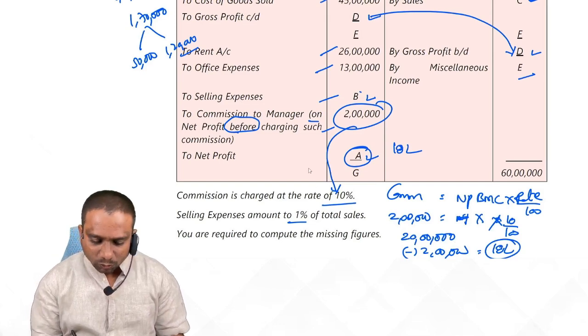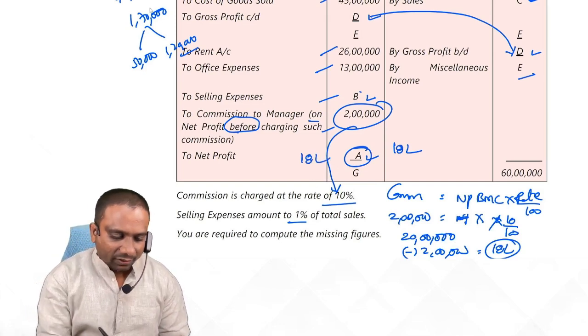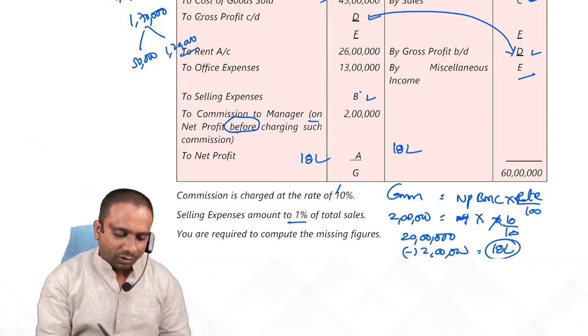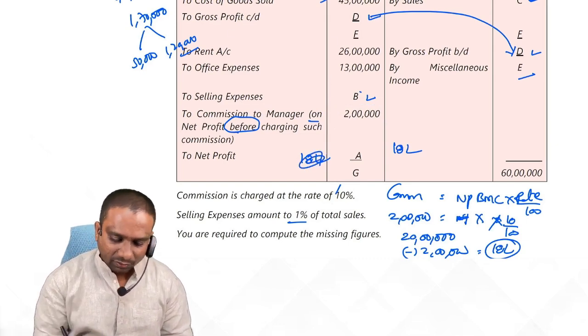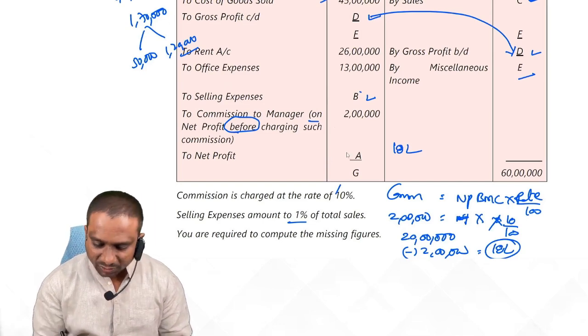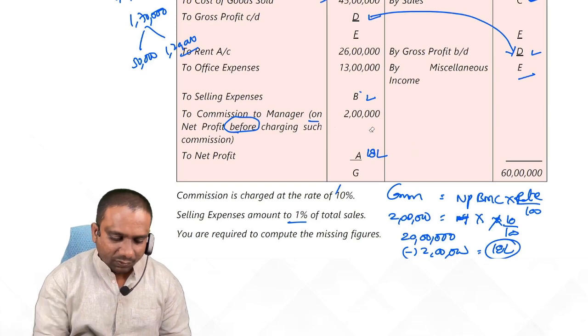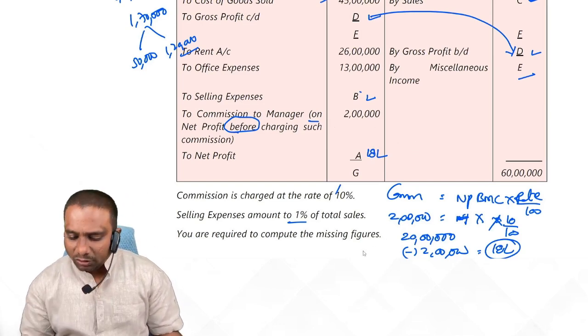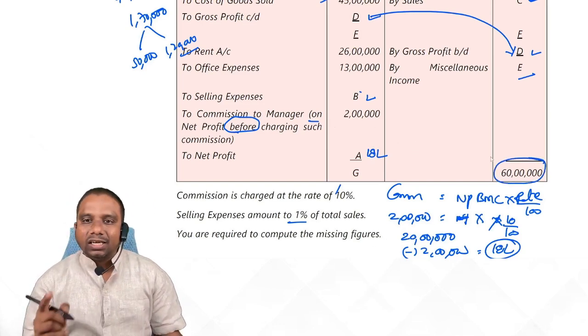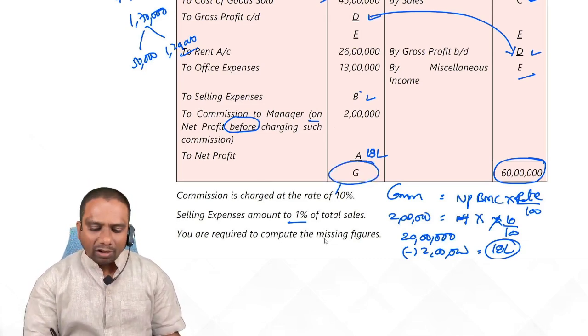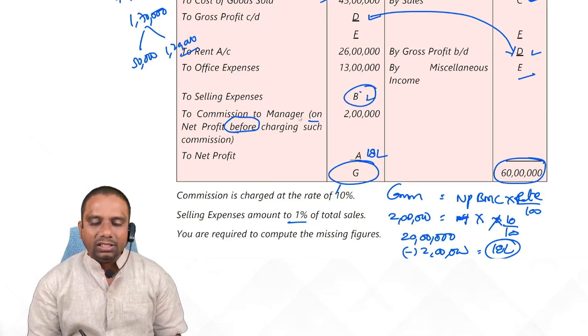Okay, now look at. So, here I am writing 18 lakh in the place of A. Is it clear, students? Now, if you observe, credit side total is given. Credit side total and debit side total both are equal. Here we have debit side all information except selling expenses.